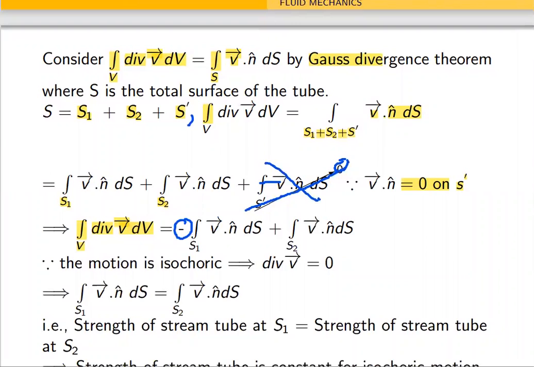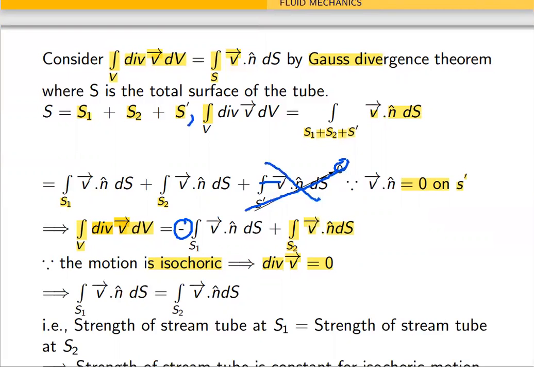So minus surface integral S1 V dot n and plus S2 V dot n. Fine. And since the motion is isochoric, divergence V is 0. So applying this, this part will go. So this is 0 here. This is 0. And shifting one of the integrals to the other side, whichever is negative here will shift to the other side.